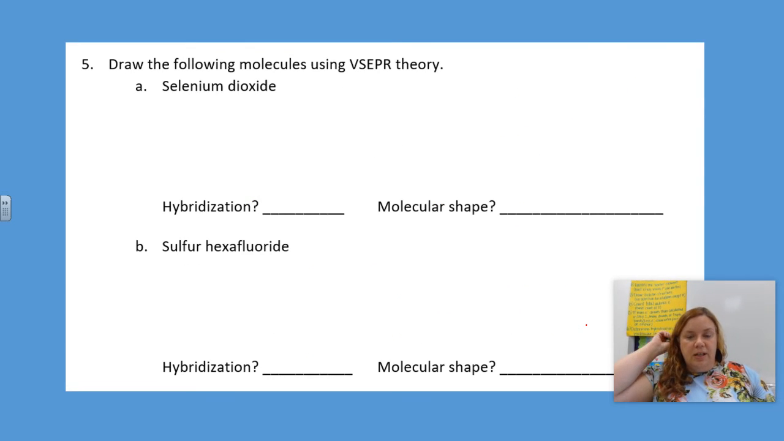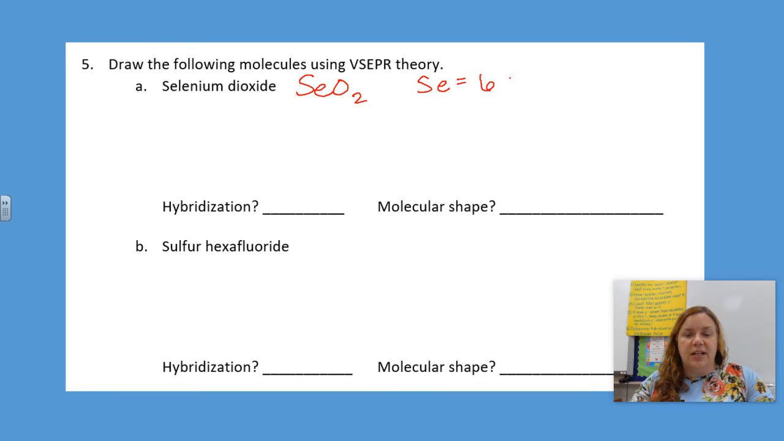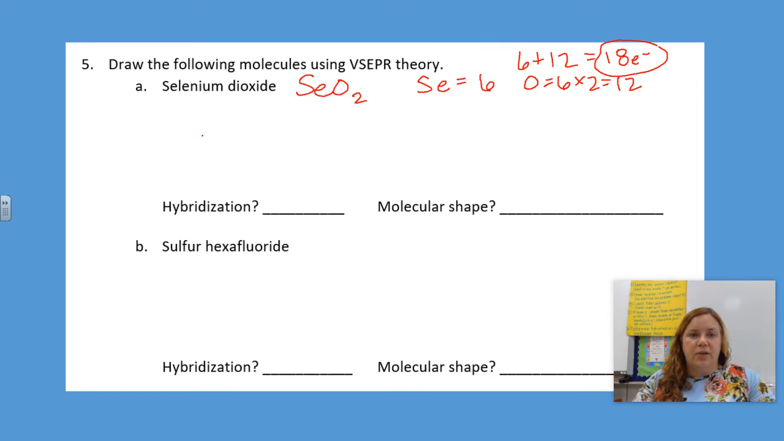All right, here come a little bit tougher ones with the VSEPR theory. So let's look at selenium dioxide. First off, you want to check, and let's write what selenium dioxide would be: SeO2. Selenium, if you check your periodic table, has 6 valence electrons. Oxygen has 6 valence electrons, but there are 2 oxygens here. So we add 6 and 12, and our magic number here is 18 electrons. This is what we're going for, to get 18 electrons.